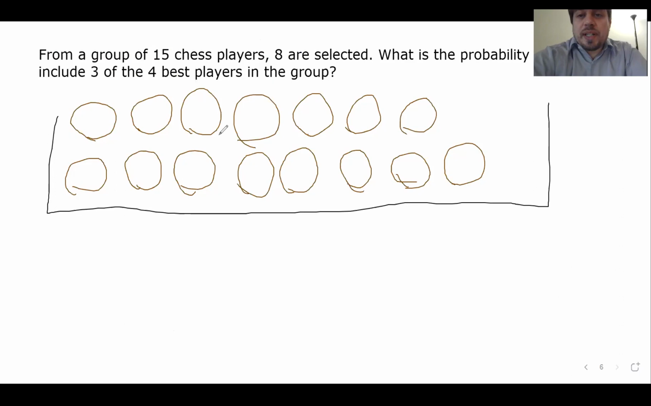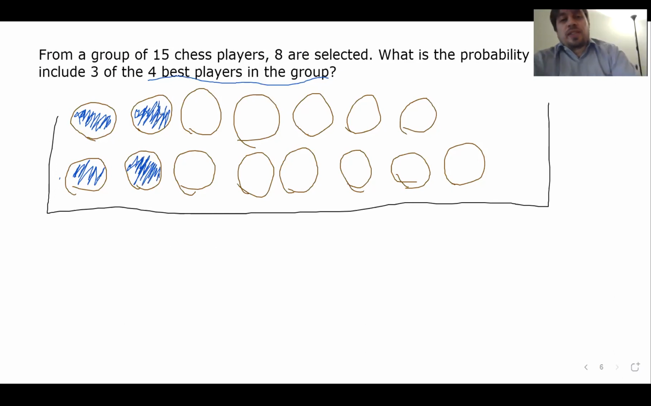Okay, we want to select 8 of them, right? But what is the probability 8 selected include 3 of the 4 best players in the group? So what color denotes them? Let's go blue. The 4 best players in the group, I'm going to denote them by blue. I'm not even going to say which is the first, second, third, or fourth. They're just the 4 best. Dark blue is like the color of royalty, so we're going with dark blue.